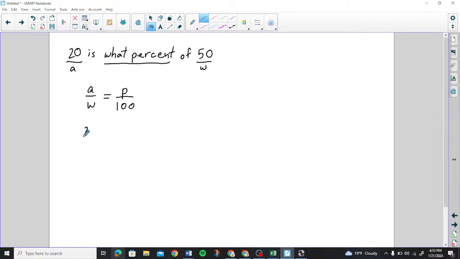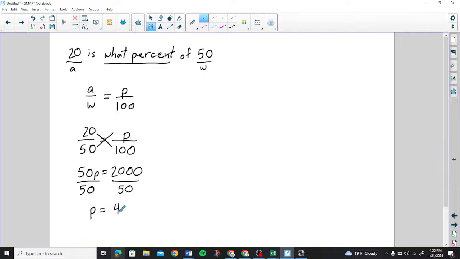We know the part is 20. We know the whole is 50. We don't know the percent. And then we always use 100 when we're talking about percents. So we cross multiply. That gives us 50p equals 2,000. That was the cross multiplication step. And then the division step has us dividing each side by 50. So 2,000 divided by 50 gives us 40%.